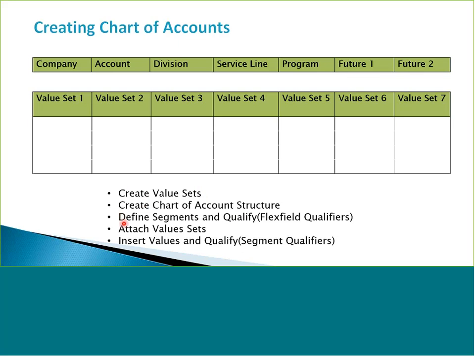And then we are going to define the segments of the chart of account structure, which is the company, account, division, service line, program, future 1 and future 2. We are going to define those segments and qualify them. After we do that, we are going to attach the value sets to the chart of account structure with each value set to its own segment. And then finally, we are going to insert values in the value sets and qualify those values.